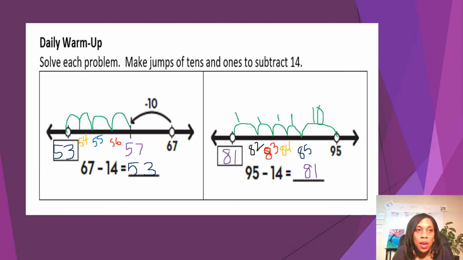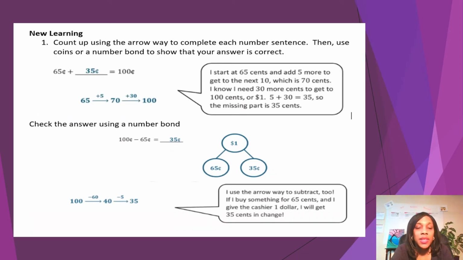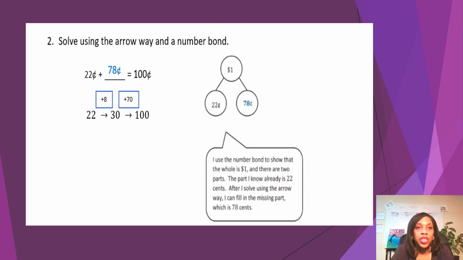Let's move on to our new learning for today. In our new learning, we're going to use the arrow method to be able to count forward and backwards. This is an anchor chart that will help us. This anchor chart helps to show us how to use the arrow way and the number bond to solve a problem.